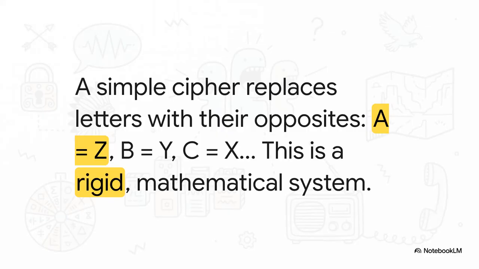A super simple example would be just flipping the alphabet. A becomes Z, B becomes Y, C becomes X, and so on. So if you get a message that just says GSV, you just work backward along the rule. G is the opposite of T, S is H, and V is E. You got it. T-H-E. It's all very systematic, very predictable.